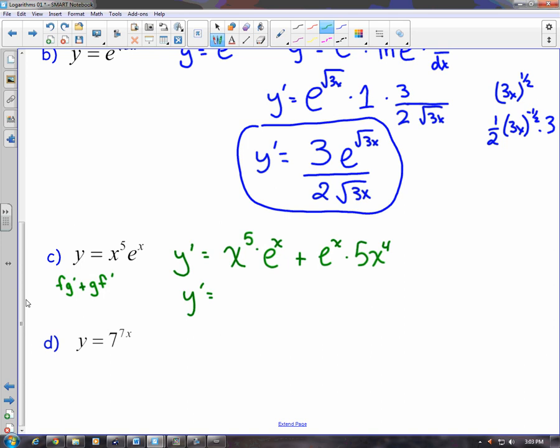And this is why we learned factoring back in pre-calculus. Take out the common factors. So we've got a factor of e to the x that's common, and an x to the power of 4 that's common. And in terms of which one you put first, it doesn't really matter. I'm going to pull x to the 4, e to the x, and then that's going to leave us with x plus 5.